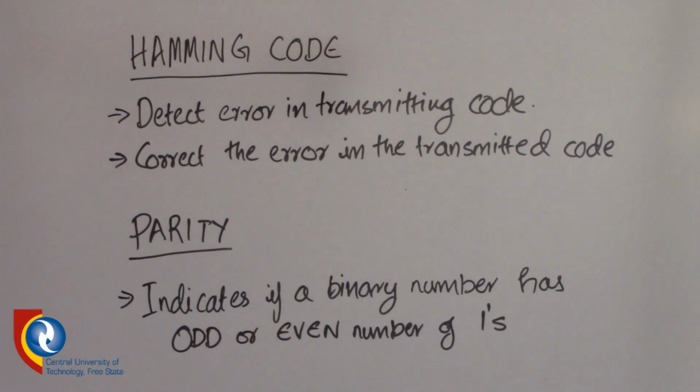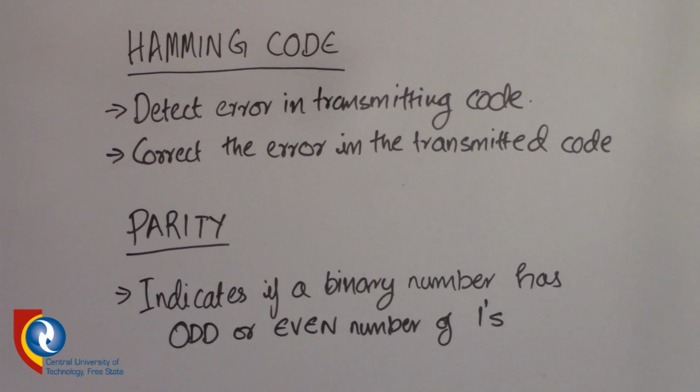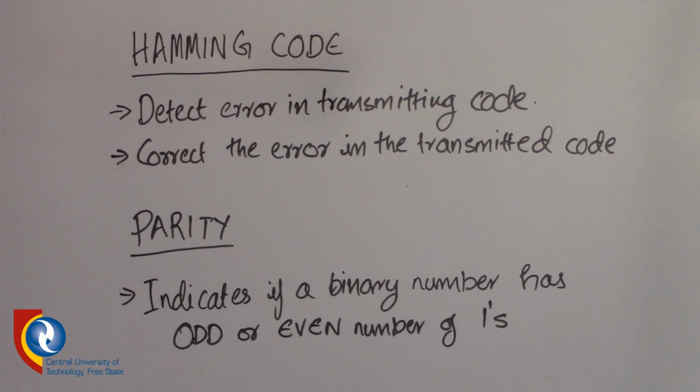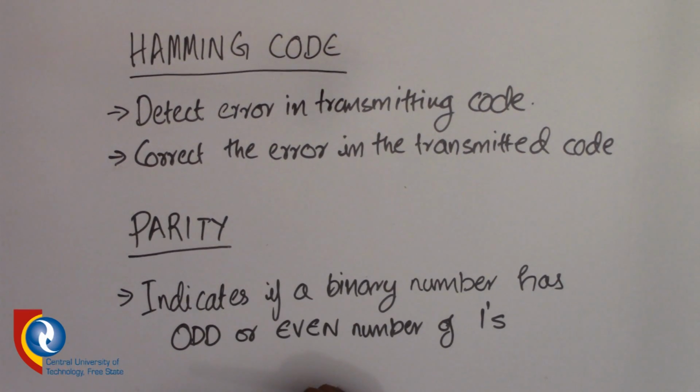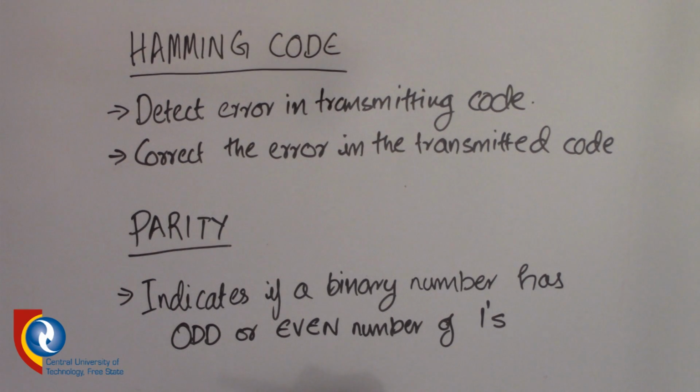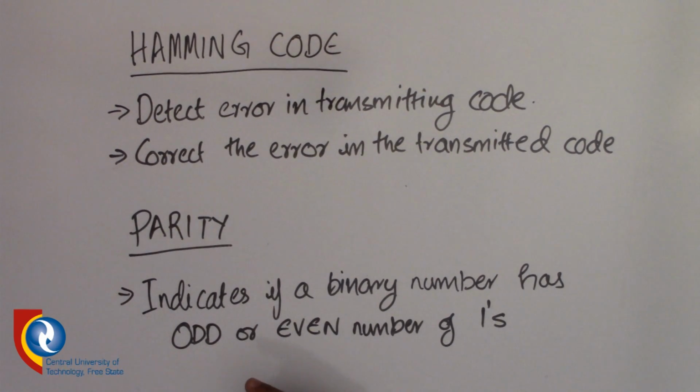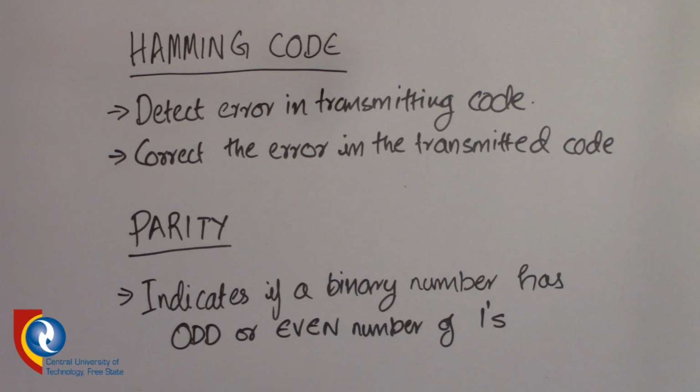Good morning everyone. We are going to use this class today to discuss the Hamming code. Hamming code is basically used in detecting errors in a transmitted code. That's its first function. And secondly, to correct the error in the transmitted code. Now before discussing the Hamming code, it's important to talk about parity and its use in digital electronics.